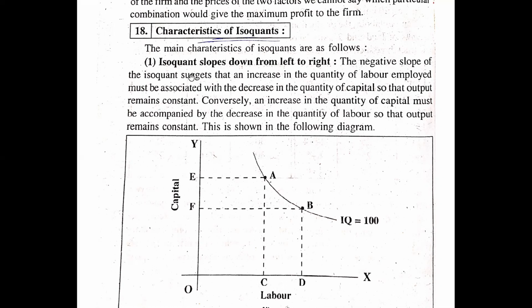Let's see, the negative slope of the isocon suggests that an increase in the quantity of labor employed must be associated with a decrease in the quantity of capital, so that output remains constant. Whether you use this combination or this combination, your production will remain the same, because as you have decreased the capital, you need to increase the labor. So here we will read more that conversely, an increase in the quantity of the capital must be accompanied by a decrease in the quantity of the labor, so that output remains constant. This is shown in the following diagram.